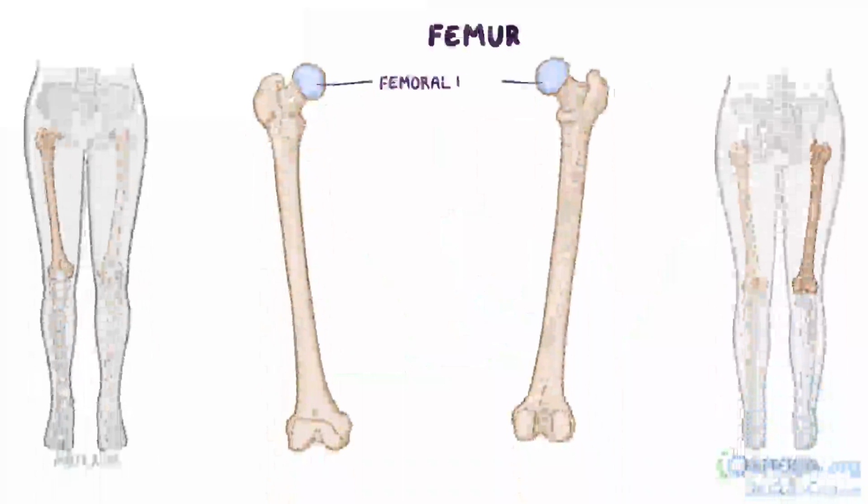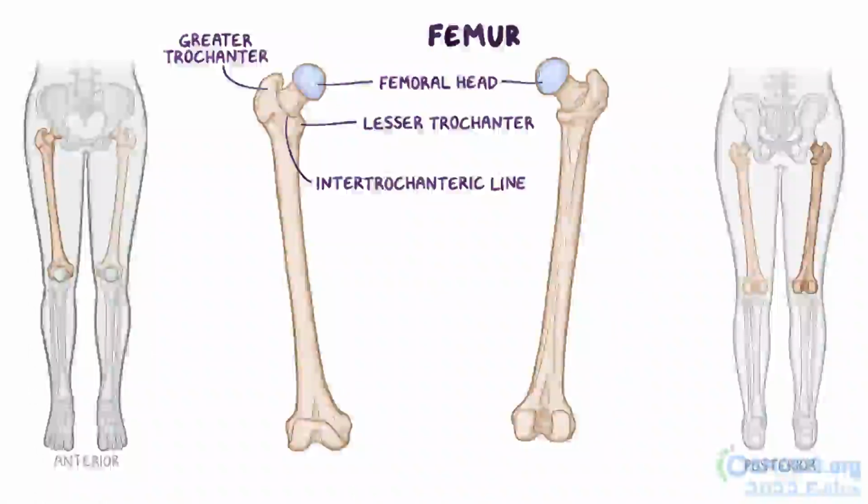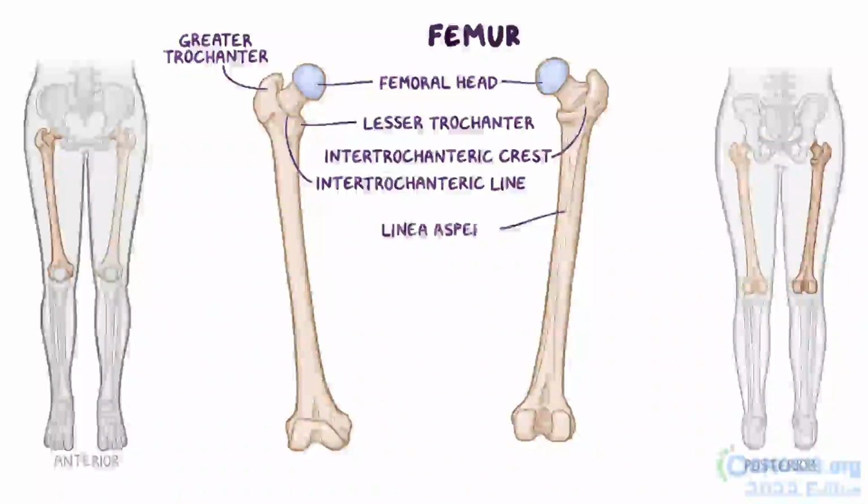The femur's proximal end consists of the femoral head and the greater and lesser trochanters. There's also the intertrochanteric line on the anterior side of the proximal femur, and conversely, posterior to the trochanters, the intertrochanteric crest. The shaft of the femur features the linea aspera on its posterior side, while the distal femur consists almost entirely of the medial and lateral femoral condyles.